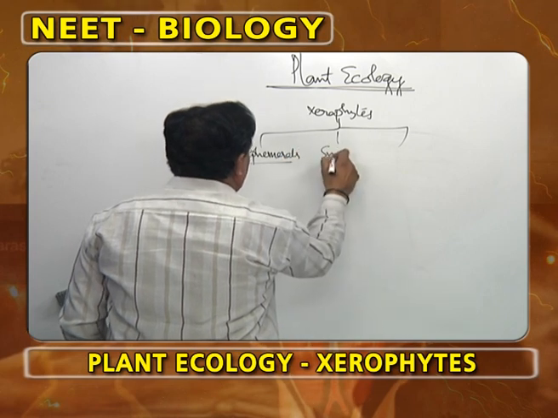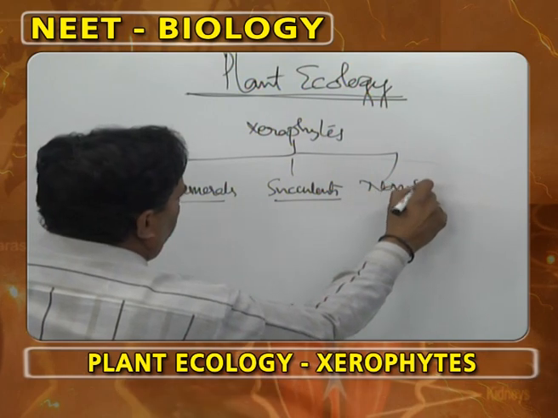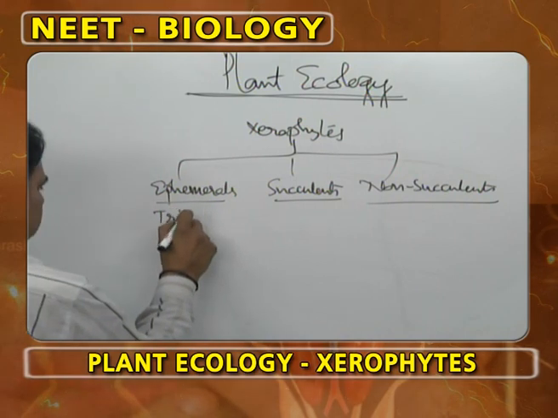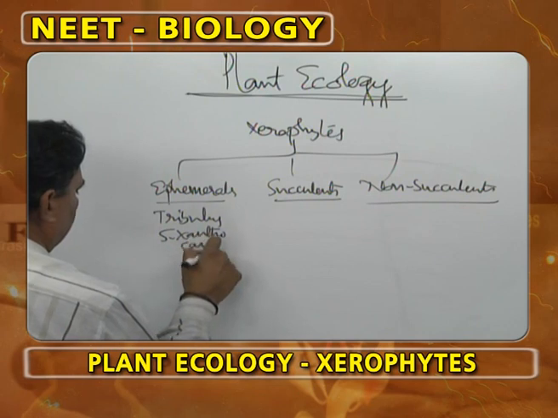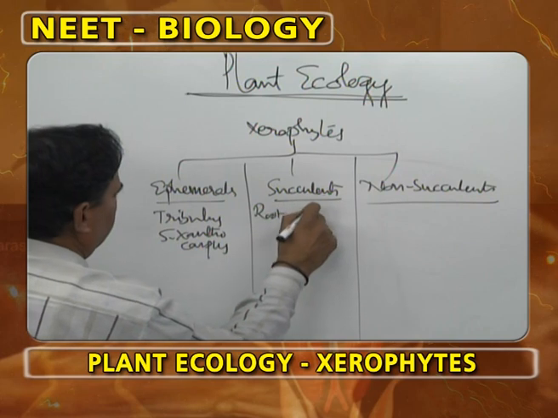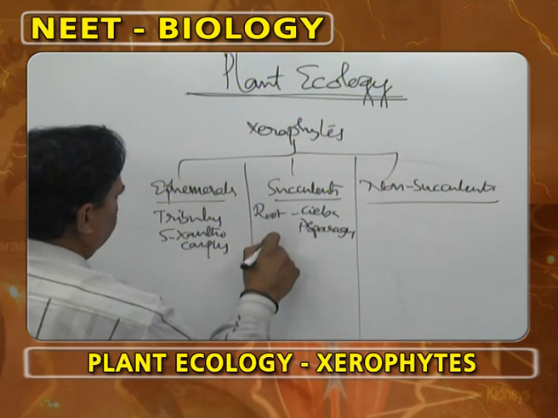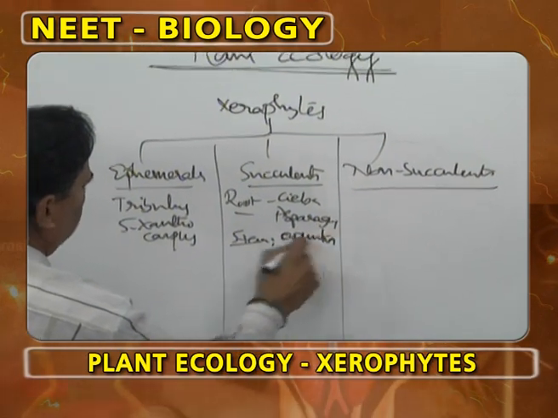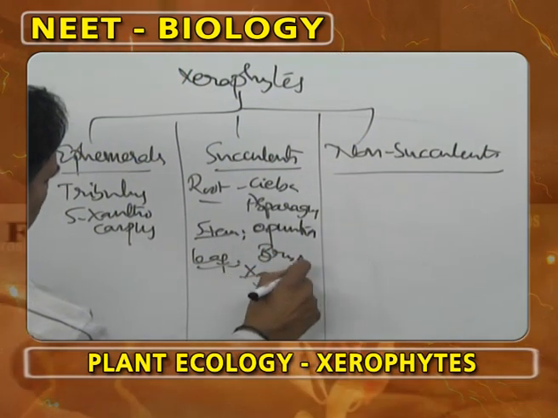Succulents, storing water as mucilage and using it in unfavorable conditions. Non-succulents like this. Ephemerals: Tribulus and Solanum xanthocarpum, also called Solanum surattense. Succulents, just now I told. Root succulents: Ceiba, asparagus. Stem succulents: Opuntia, Euphorbia and some other plants. Leaf succulents: Bryophyllum, agave, yucca and other plants.